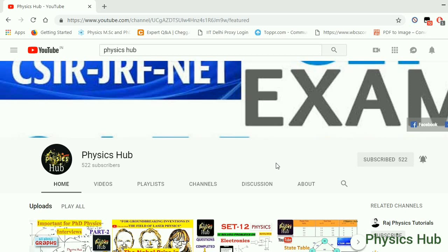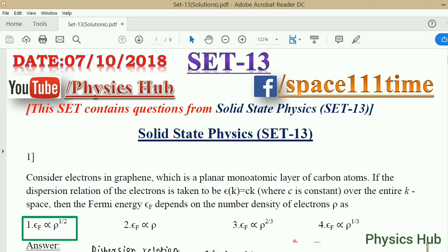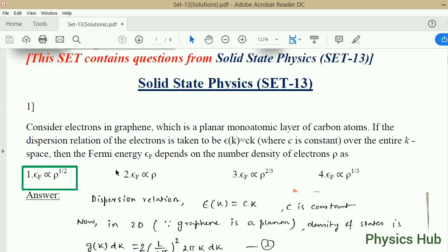So let's start today's set video. Today is 7th of October 2018, and this set 13 contains questions from Solid State Physics. The first question reads: consider electrons in graphene, which is a planar monoatomic layer of carbon atoms. If the dispersion relation of the electrons is taken to be E(k) equals c k, where c is a constant over the entire k space, then the Fermi energy E_F depends on the number density of electrons rho as.